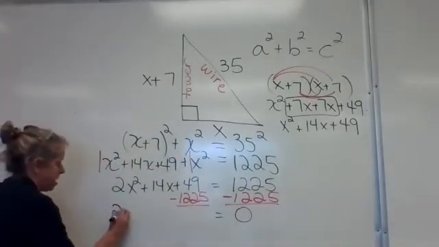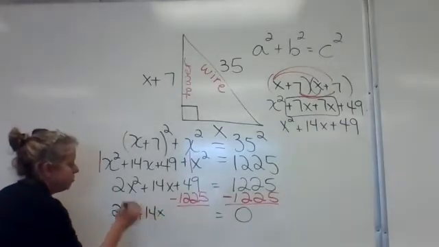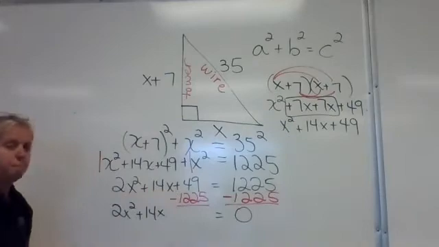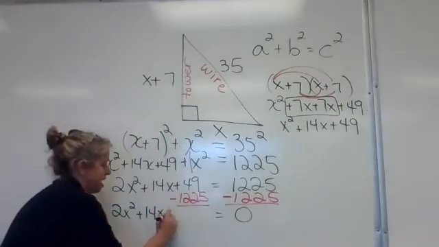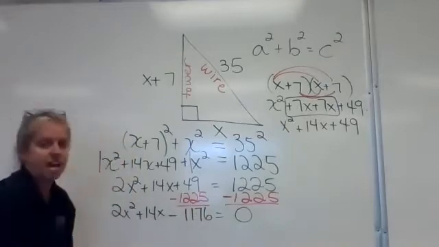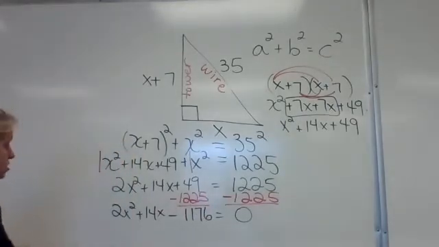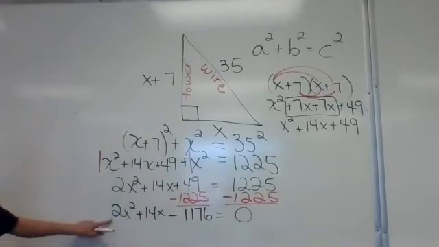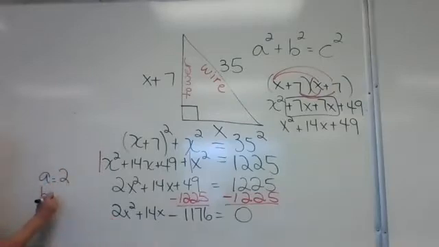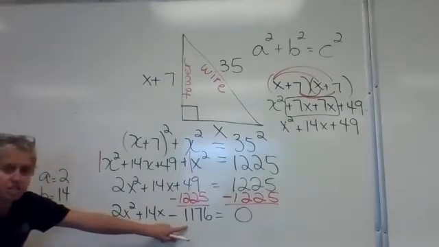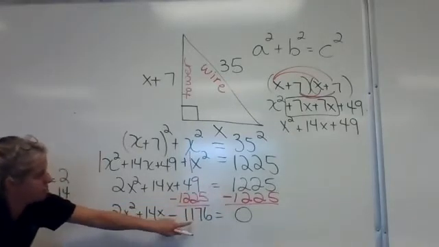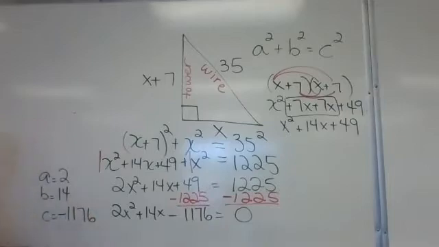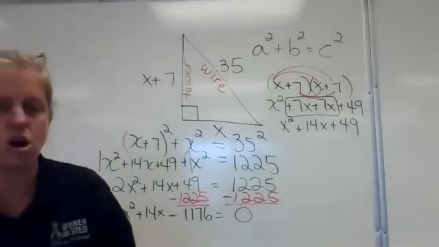So here I've got 2x squared plus 14x, and now I've got 49 minus 1225. If I subtract that, I get negative 1176. So now I know my A, B, and C for my quad. My A is in front of the x squared, it's 2. My B is in front of x, so it's 14. C is my constant, which now I just have one constant because I put them all together, is negative 1176. So let's put that in our quad program.